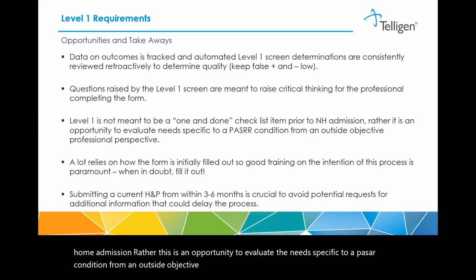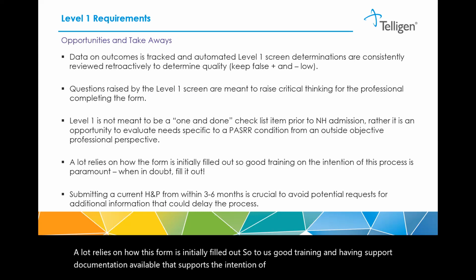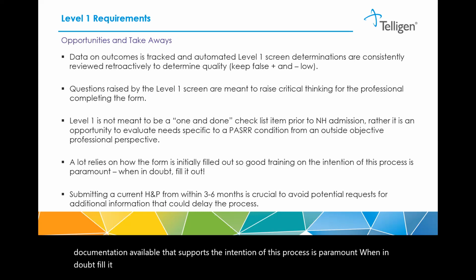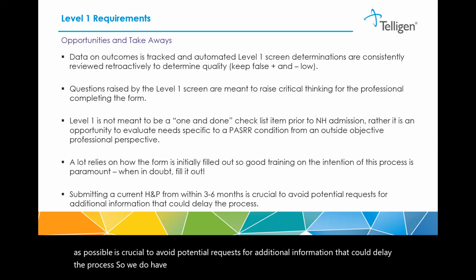A lot relies on how this form is initially filled out. So to us, good training and having support documentation available that supports the intention of this process is paramount. When in doubt, fill it out. Submitting a current H&P within the last 3 to 6 months, as recent as possible, is crucial to avoid potential requests for additional information that could delay the process. So we do have some minimum content that gets submitted with the level one, which we'll talk about.